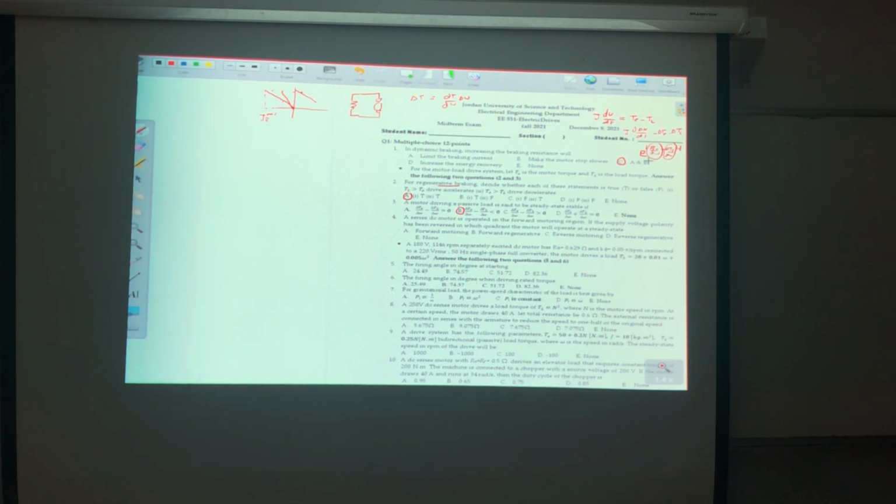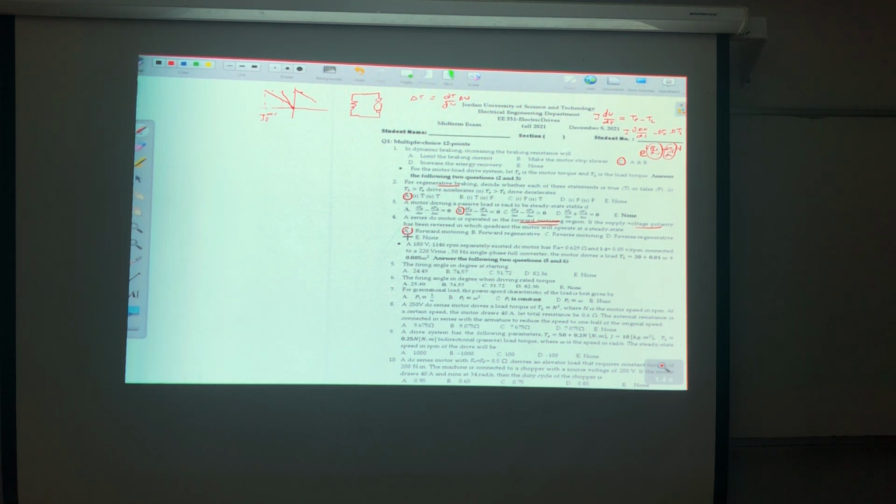Now a series DC motor is operated in the forward motoring. Put two lines under forward motoring. Now I'm exchanging the supply terminals. If I do so, the flux will reverse and also the armature current will reverse, so nothing will be done. The motor will continue to rotate in the same quadrant, which is the forward motoring. So the answer will be A.